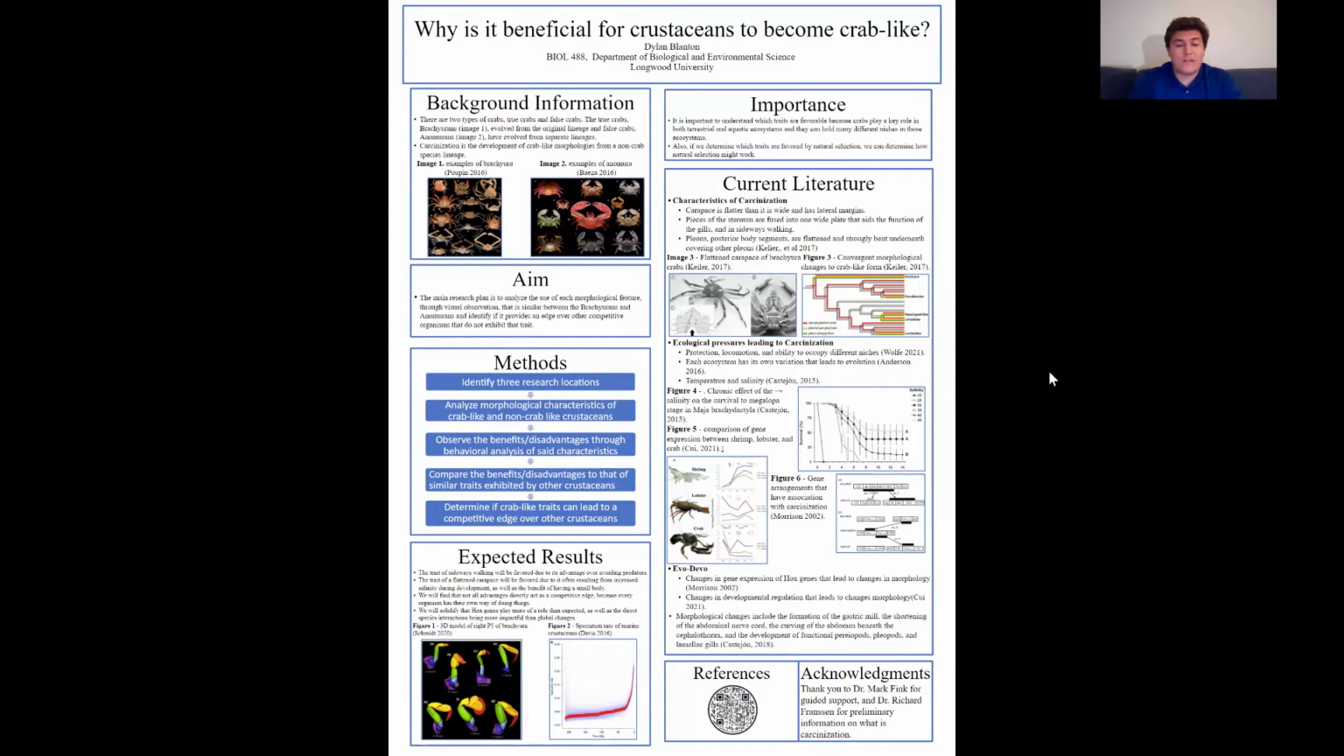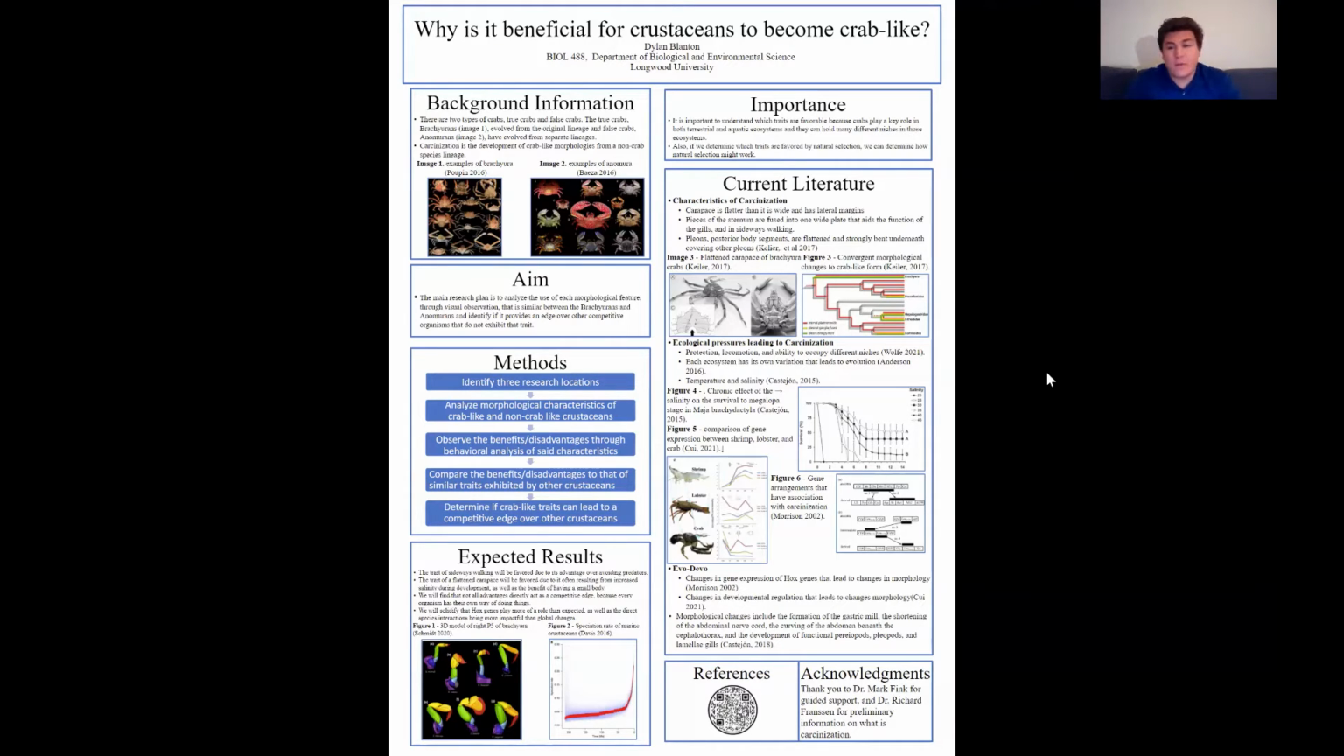Next, we're going to observe the benefits and disadvantages through behavioral analysis of those characteristics. So we're going to see if those traits are beneficial or non-beneficial. One example of how we could determine if a trait is beneficial could be if a crab-like organism, like a brachyuron, is competing with another crustacean that is not considered crab-like or to have undergone carcinization, we would take one trait that they both share in common and see if the crab-like trait is a little bit more advantageous or important or better than the other trait.